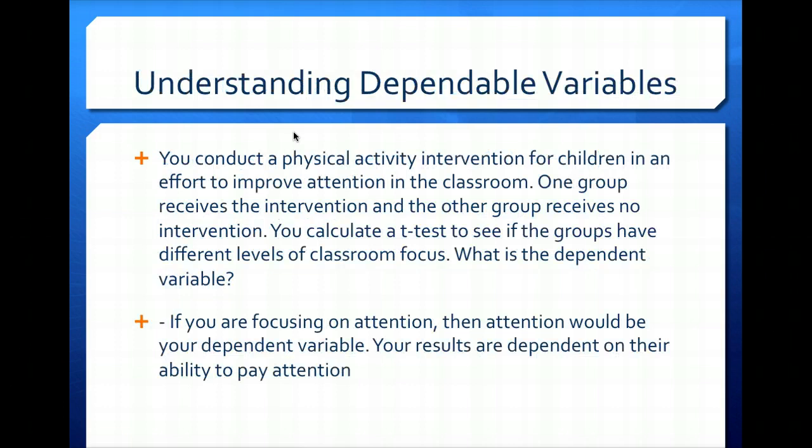Now, I just want to talk a little bit more about understanding dependent variables because I've talked about independent variables and dependent variables. So, I'm going to use an example of what I'm trying to explain. You conduct a physical activity intervention for children in an effort to improve attention in the classroom. One group receives the intervention and the other group receives no intervention. You calculate a t-test to see if the groups have different levels of classroom focus.